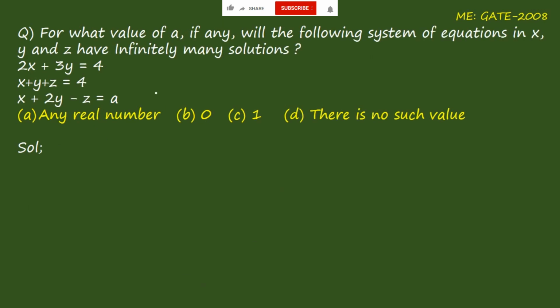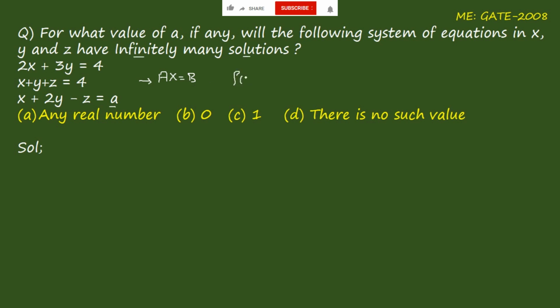Come to the next question. For what value of a, if any, will the following system of equations in x, y, and z have infinitely many solutions? So they are given the three system equations, right? It is a homogeneous equation, so it becomes Ax is equal to B. Now we have to find the value of a such that it has infinitely many solutions.